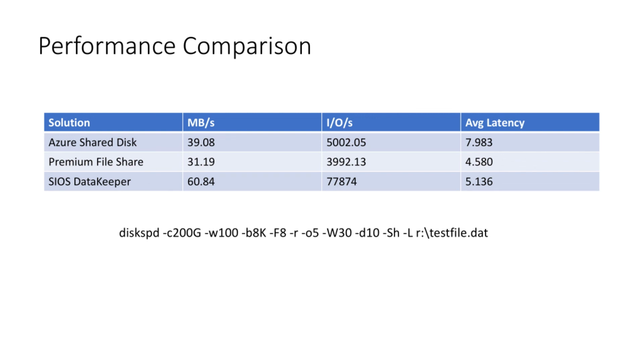So just to give you a general idea, the Azure Shared Disk, Premium File Share, and SIOS Datakeeper. Datakeeper outperformed the other two solutions in the IOPS and megabytes per second, and the average latency was just about as low as the Premium File Share. And that's all doing synchronous replication, which inherently has to deal with the latency on the network. So between availability zones, it's looking pretty good there.